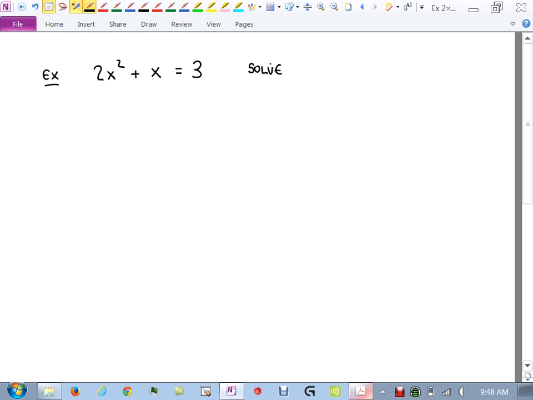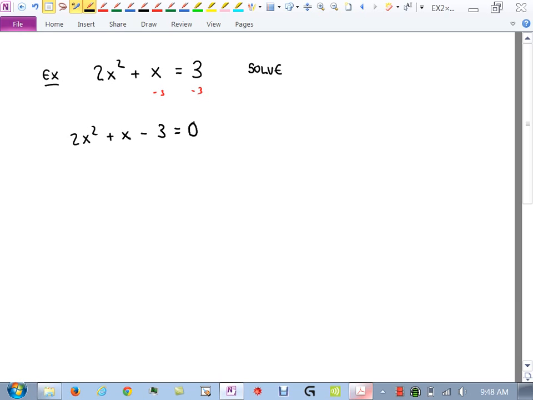And remember we said on the zero factor property, it only works if one side is 0. Like it doesn't work if the other side is 3. So what we have to do first is move the 3 over to the left. How can I move the 3 to the left? Subtract it. So subtract 3 on both sides. And what we'll have is 2x squared plus x take away 3 equals 0.